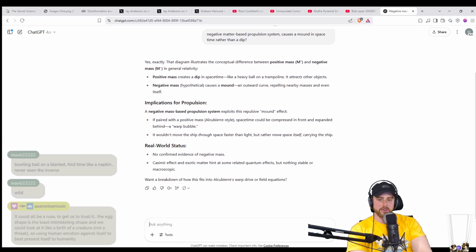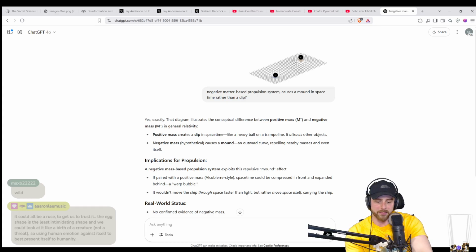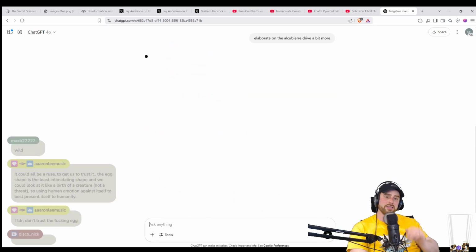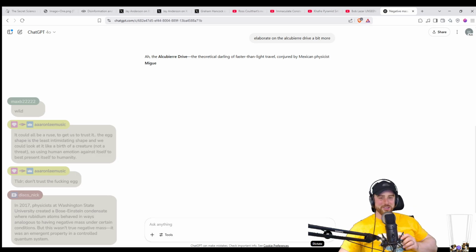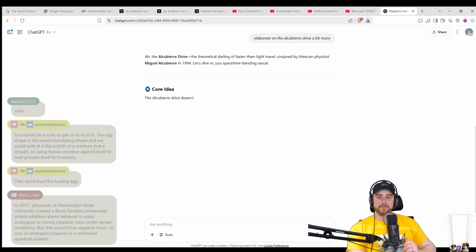No confirmed evidence. The Casimir effect and exotic material hint at some related quantum effects, but nothing stable or macroscopic. Interesting. So there you go. That is a part of the Alcubierre drive. Maybe just elaborate on the Alcubierre drive a bit more. I take that back. ChatGPT actually knew exactly what it was. It's incredible. We're getting close, brothers and sisters, to where it's just literally going to be whatever we want it to be. That's impressive that it was able to pull that from that diagram.